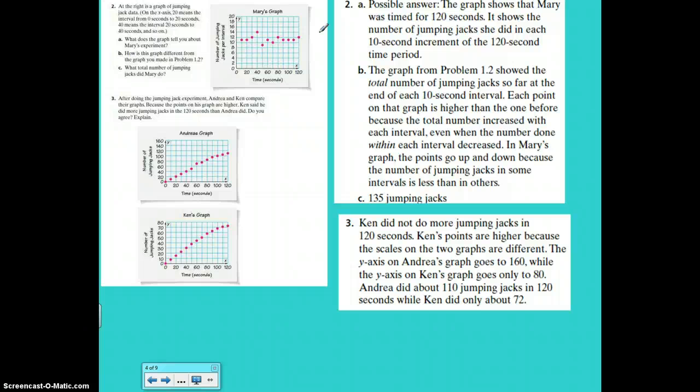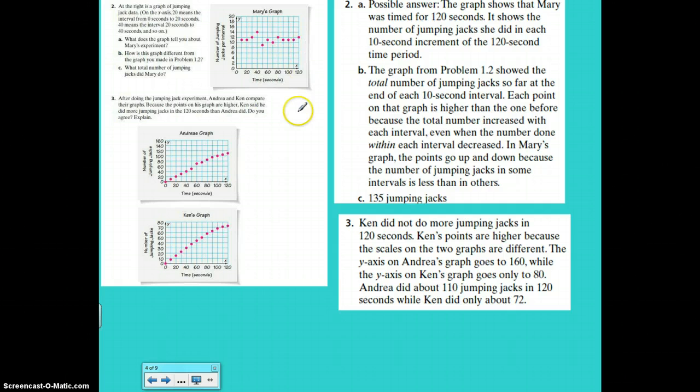This graph is not the total, right? It's each interval, and our graph was the total. It was cumulative. So she's just saying at 10 seconds, I jumped 11. At 20 seconds, I jumped 11. At 30 seconds, I jumped 12. So it's just each increment, how many did she jump? And her total number then would be 135. You probably could be 1 or 2 off of that for estimation, but you would add each, 11 plus 11 plus 12 plus 14, etc., to get 135.